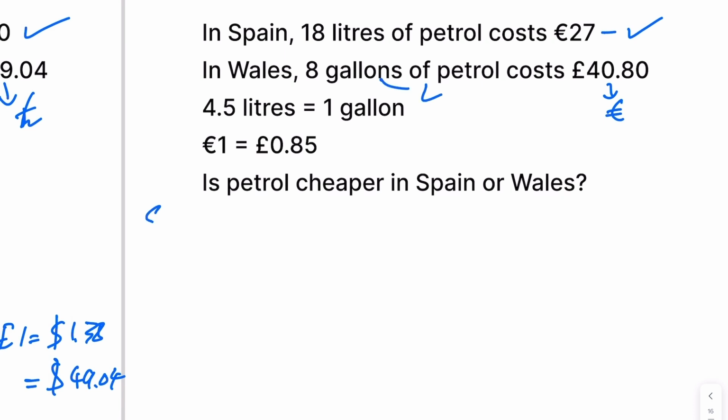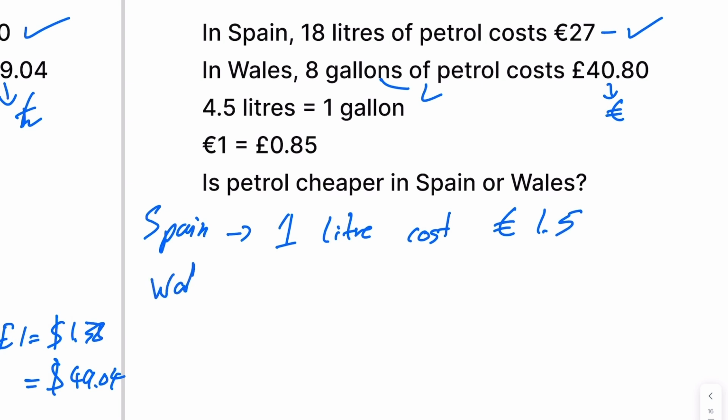So I'm going to write my usual statement. So in Spain, how much does 1 litre cost? So 1 litre costs, so 18 litres is £27. So if I do 27 divided by 18, I get 1.5. And then in reals, now I don't know what it is here, but I want to compare it to 1 litre as well. So I'll say 1 litre costs this much in euros. We don't know that. So that's what we need to figure out.